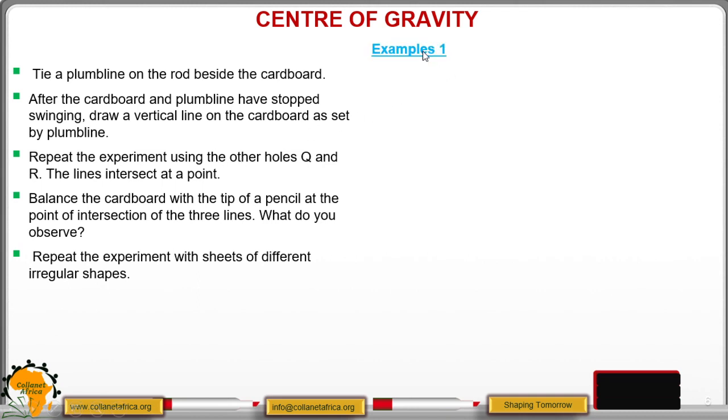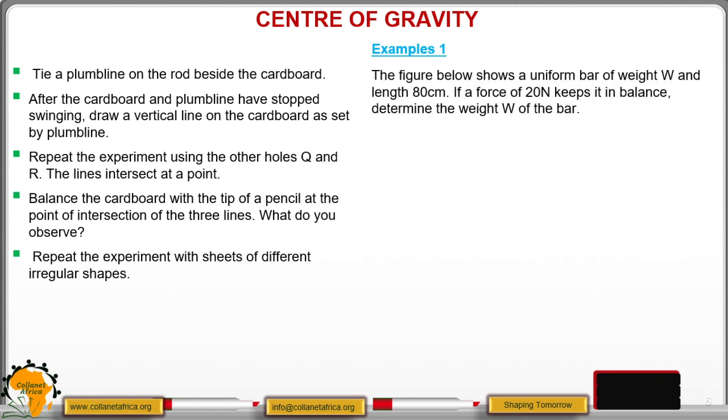Let us do some examples. We start with example 1, and these examples will help us to understand the center of gravity and moments of force. Let us go through these examples. The figure below shows a uniform bar of weight W and length 80 centimeters. If a force of 20 Newton keeps it in balance, determine the weight W of the bar.